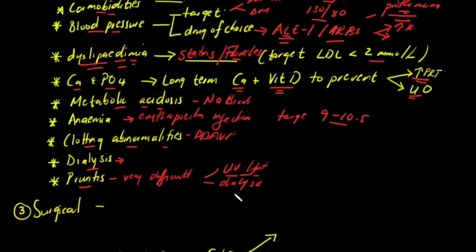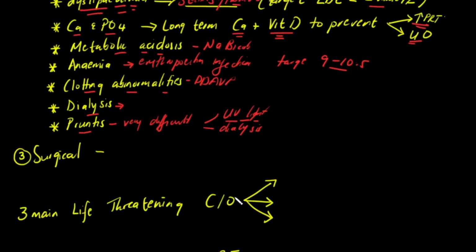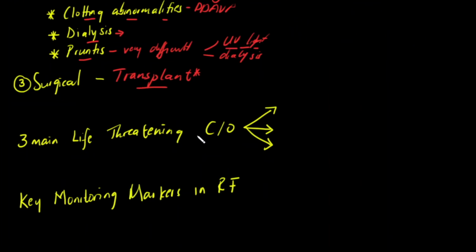Moving on to the surgical management. Remember, the only real cure to chronic renal disease is a transplant. Of course, that comes with its own problems that we'll discuss in other sessions. However, transplant remains the only viable cure to chronic kidney disease because it's very progressive typically.